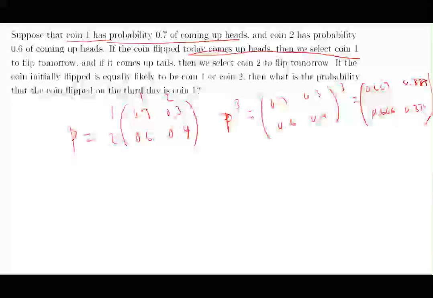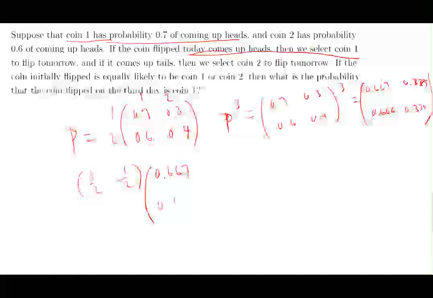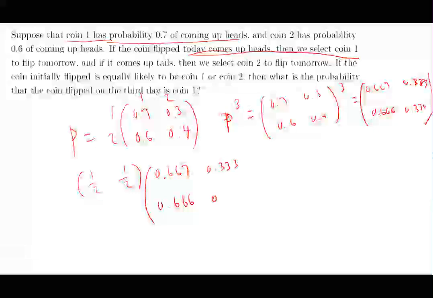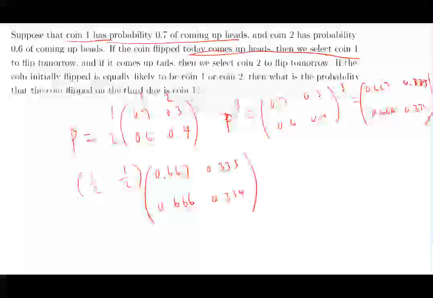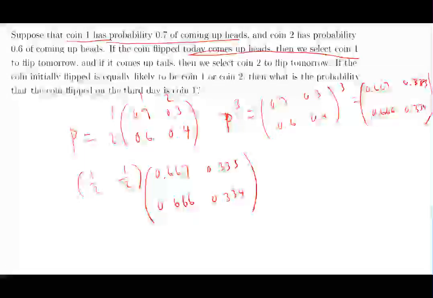Then I want to know the probability that the coin flipped on the third day is coin 1. So I need to know the initial probability first. It tells you that it's equally likely for the initial coin flip, so the alpha values are just half and half. And then I have my P cubed matrix, which is 0.667, 0.333, 0.666, 0.334. And I want to know the probability that the coin flipped on the third day is coin 1.